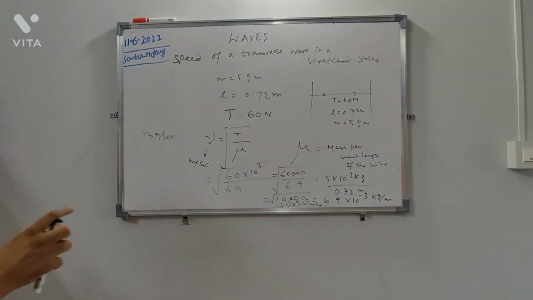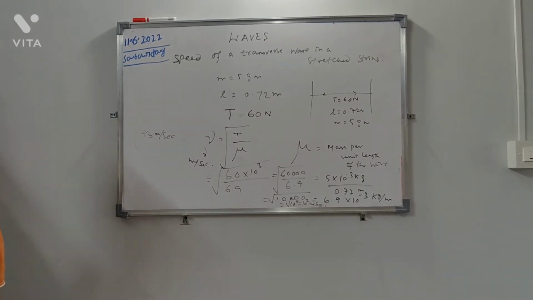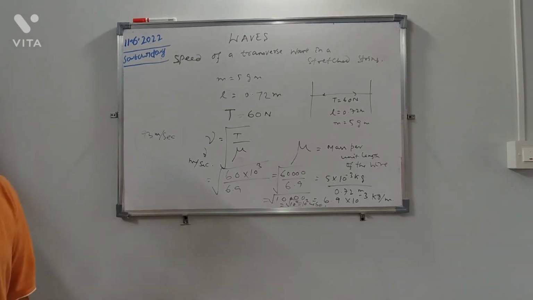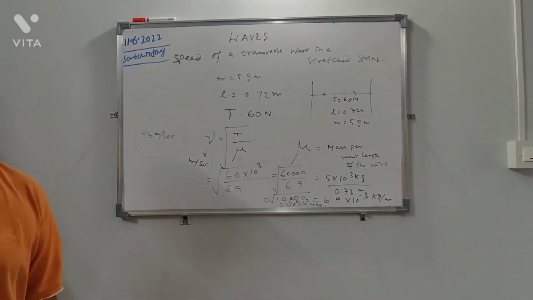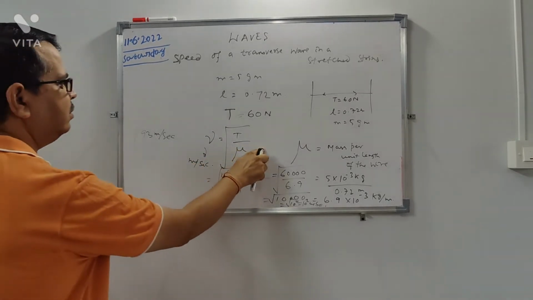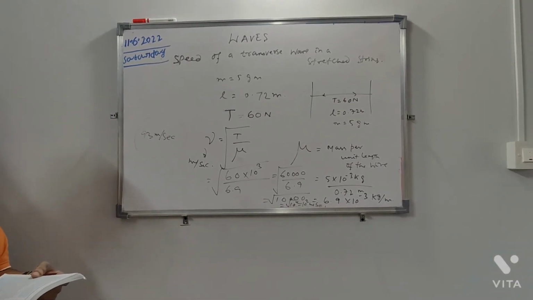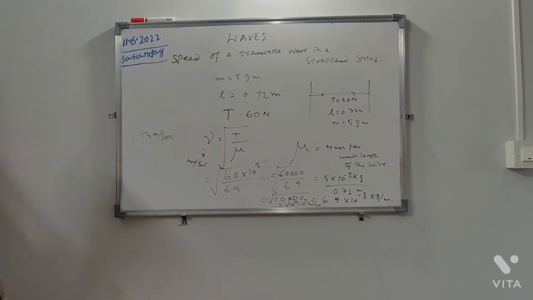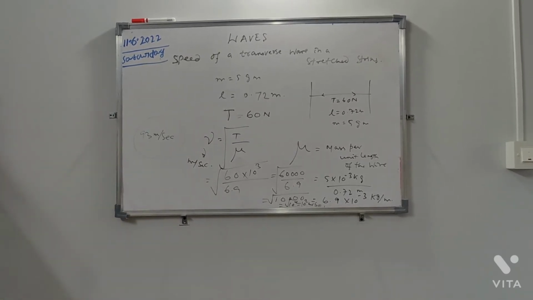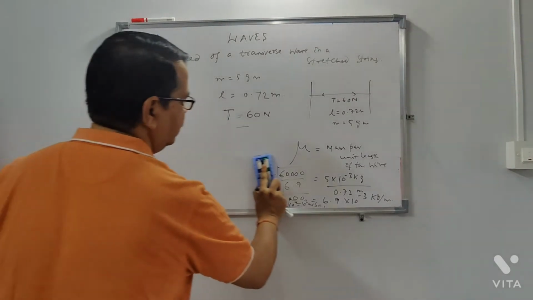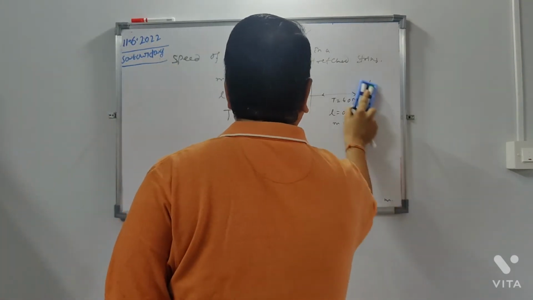The mass per unit length is important here, not mass per unit volume or the density. This is a string, so the volume is not that important. Mass per unit length is important. So you have to remember this: square root of tension divided by mass per unit length. Take a picture of this. Now this is a typical example of the speed of a transverse wave in a string.